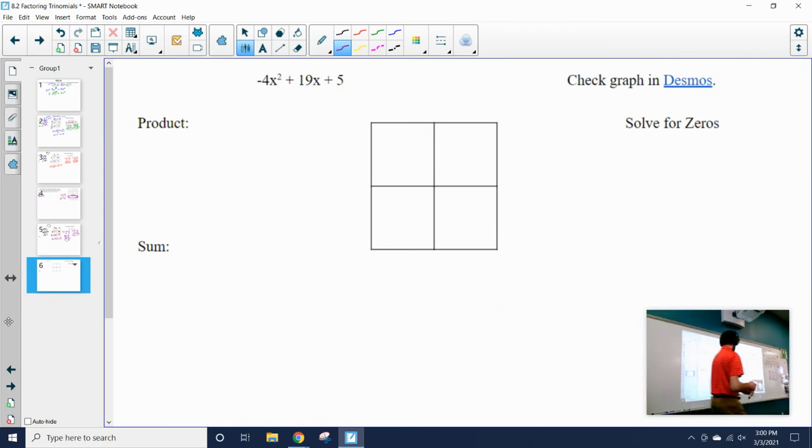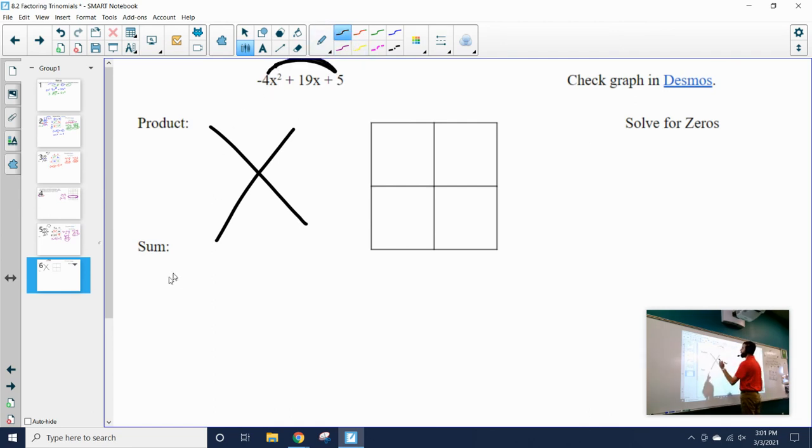I'm going to do one last question really quick, and that's where we're going to end it for the day. All right, so we have negative 4x squared plus 19x plus 5. This is going to be our last question we're going to do, and then we'll call it. All right, so I know in the top part of my diamond, I have to put my first and last numbers multiplied together. So negative 4x times 5 is going to be negative 20x squared.